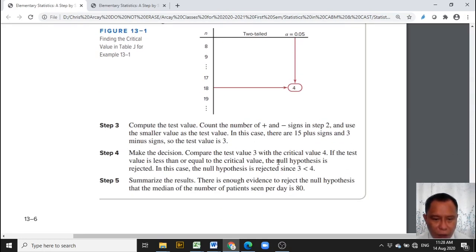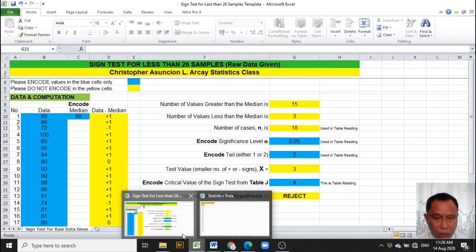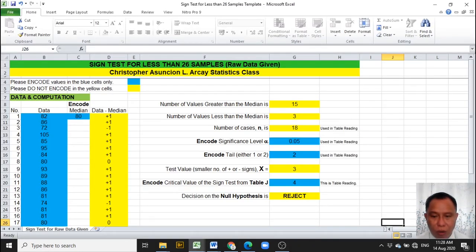Steps 4 and 5 will be taken care of by you by composing the sentence. You are going to make a decision in step 4, and in that case we are going to reject the null hypothesis because the test value of 3 is less than the critical value of 4. Then you will be writing your summary of results. This is how my Excel template computes the sign test.